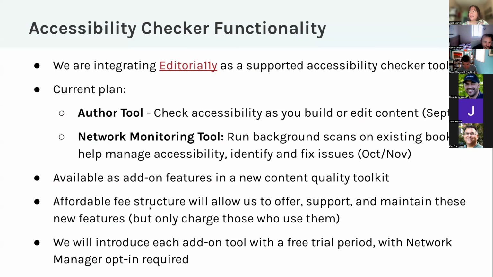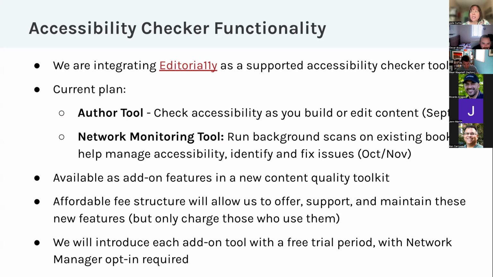All right. Next, we're going to talk about and show you some coming soon functionality. Last year in our customer satisfaction survey, the number one, hands down, most requested thing was an accessibility checker. And so we've been doing research and exploring how to do that most effectively. We are now in the process of integrating Editorially as a supported accessibility checker tool.